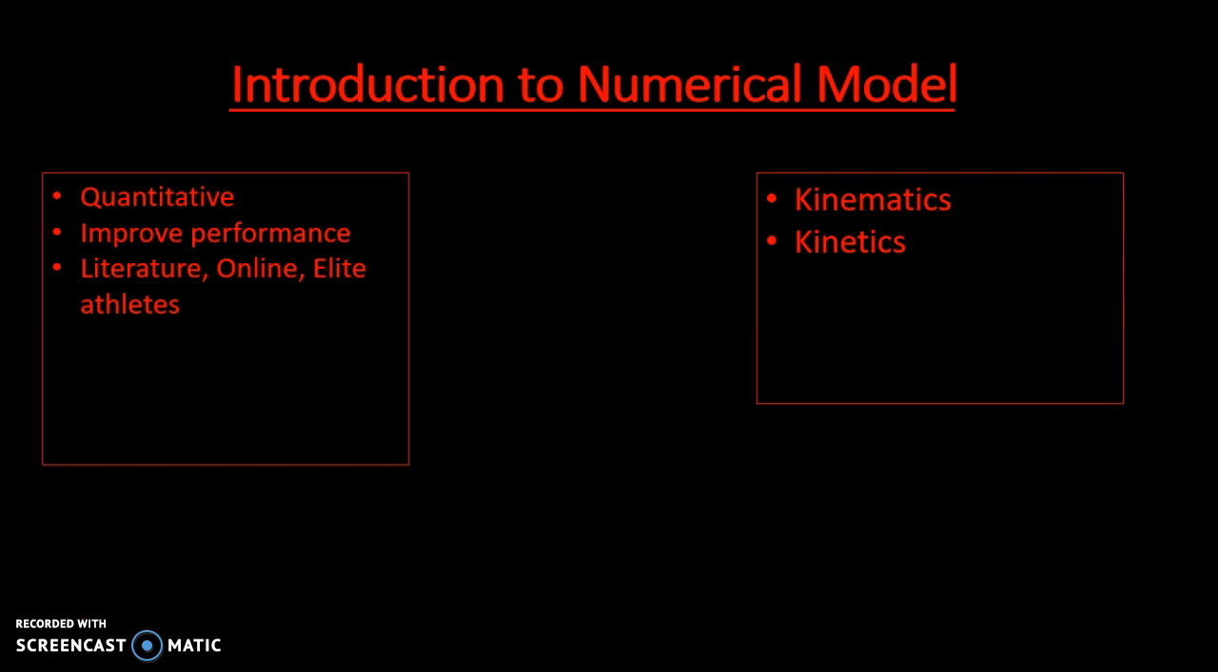Kinetics involve looking at all the forces involved during the movement of the body or object. Like with kinematics, they look at linear kinetics and angular kinetics. Linear looks at forces, weight, mass, and gravity, whereas angular kinetics look at moments in movement and levers.